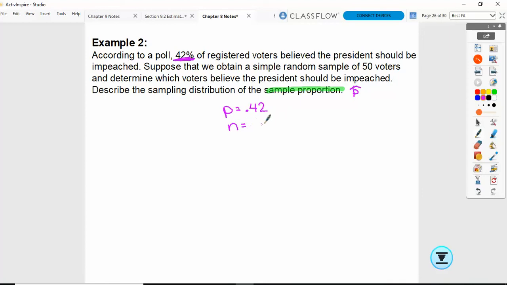What's my n on this problem? 50. Okay, it did not say anywhere that it was normal, so we need to check. So my criteria: n times p times 1 minus p has to be greater than or equal to 10. So 50 times 0.42 times 1 minus 0.42.